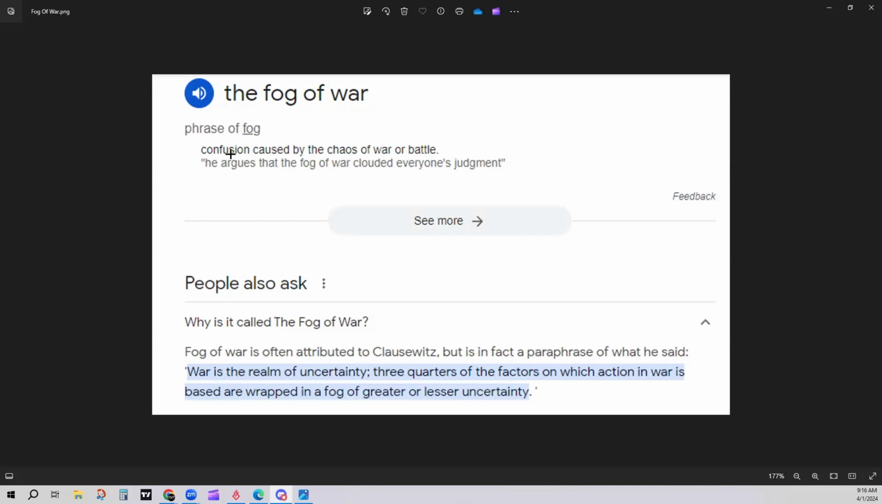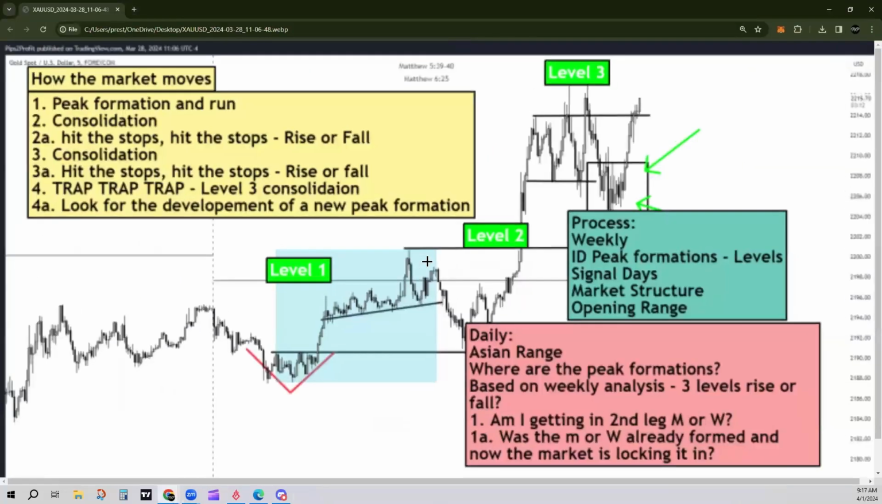The fog of war: confusion caused by the chaos of war or battle. War is the realm of uncertainty. Three-quarters of the factors on which action in war is based are wrapped in a fog of greater or lesser uncertainty. So basically, it's talking about the uncertainty of what could happen, creating mass confusion, mass chaos, and in the midst of that chaos and confusion, in the psychology of what is happening, you can see a lot of similarities in what's being said there.